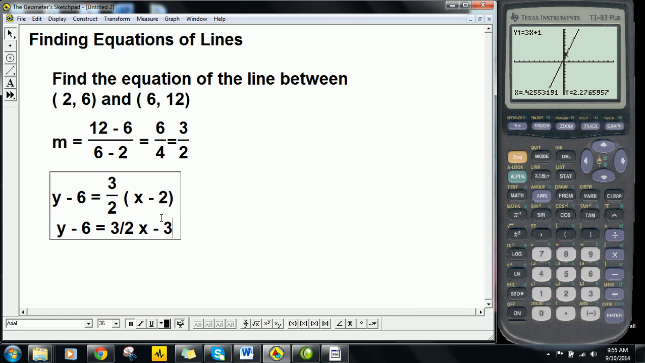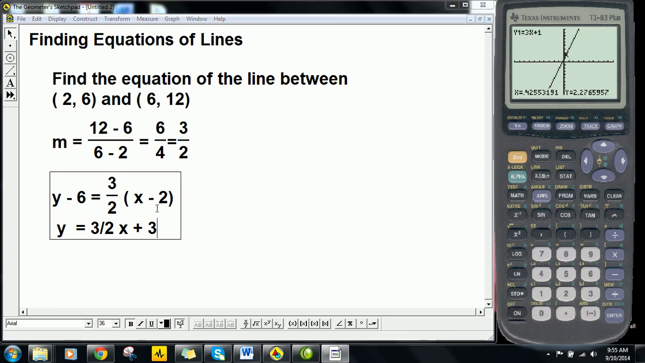Fair enough? Now, one more step to isolate y. I'm going to add 6, and when I add 6, the right side becomes plus 3. Now, these are the same. I bet you $1 million they're the same line, different form. Let's see what that looks like on the graph.